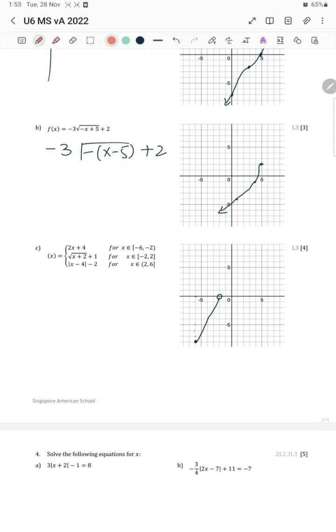Second is the square root function, and in this closed interval from minus 2 to 2, we will put 2. 2 plus 2, 4, 2, 3. Last one is the absolute value function and it is 2 to 6, includes 6 minus 4, 2, 2 minus 2, 0.